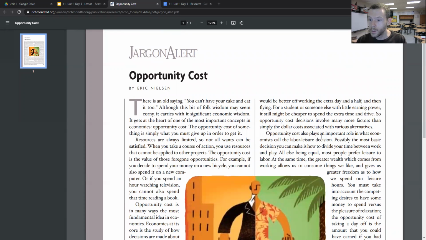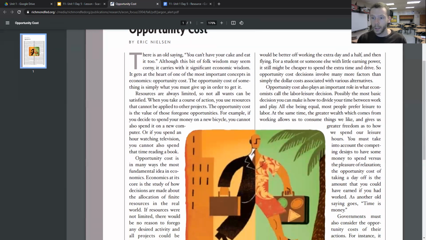Opportunity cost also plays an important role in what economists call the labor-leisure decision. Possibly the most basic decision you can make is how to divide your time between work and play. All else being equal, most people prefer leisure to labor. At the same time, the greater wealth which comes from working allows us to consume things we like and gives us greater freedom as to how we spend our leisure hours.